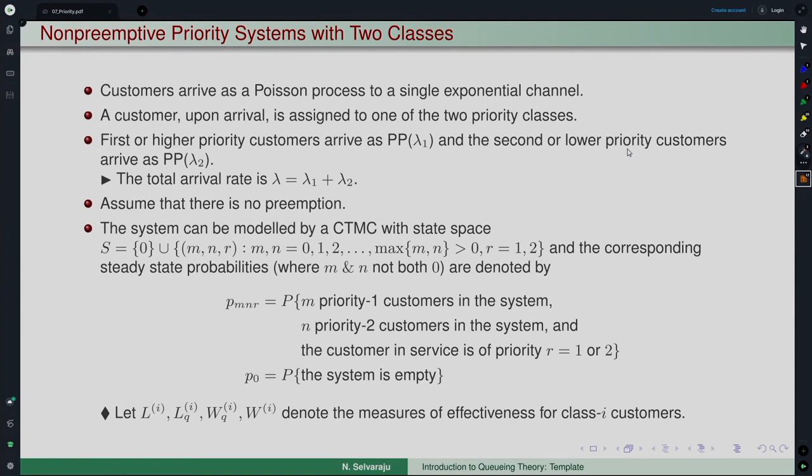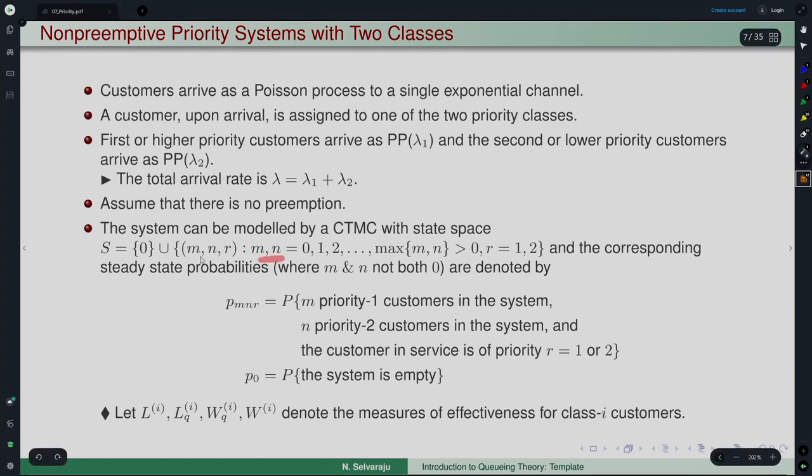And with every other assumption connected with such a Markovian system in place, the system can be modeled by a continuous time Markov chain with this state space. 0 denotes that the system is empty, there is nothing in it, and a triplet M, N, R. What is this M? M denotes the number of priority 1 customers, or higher priority customers. N is the number of lower priority customers, and R is the priority of the customer that is undergoing service at the current time.